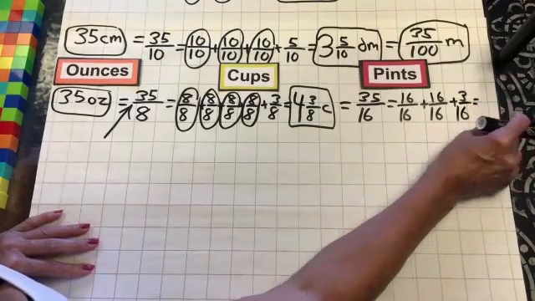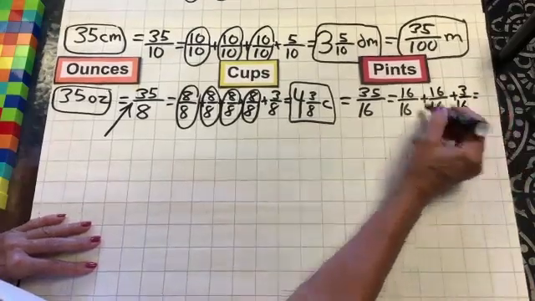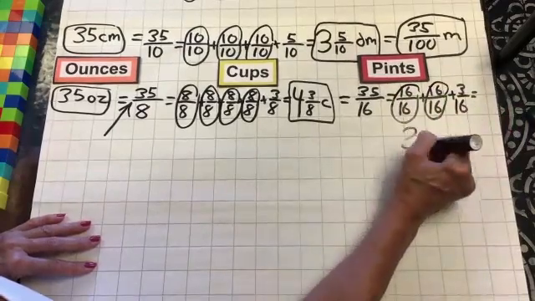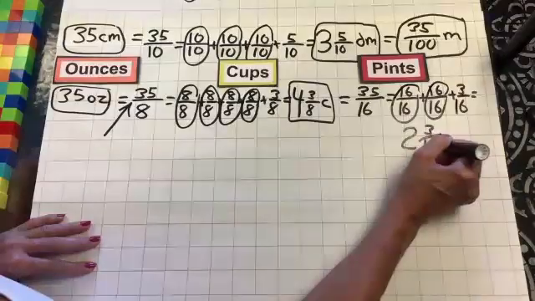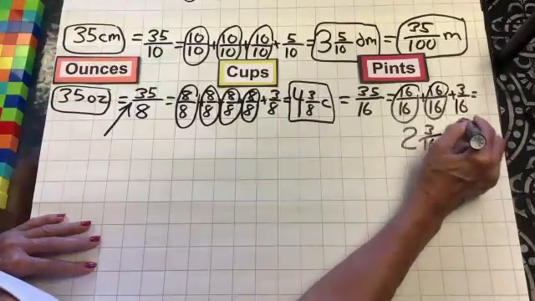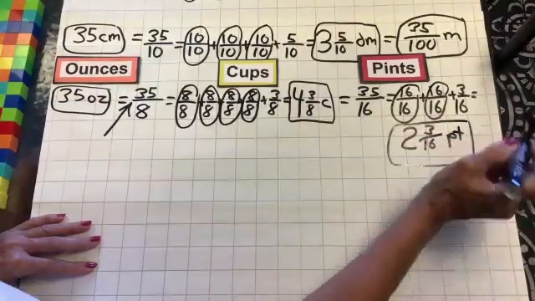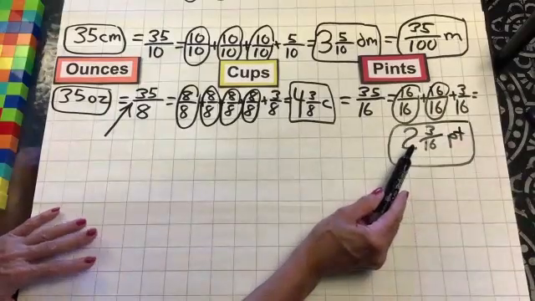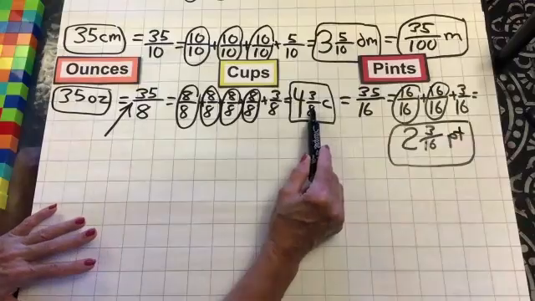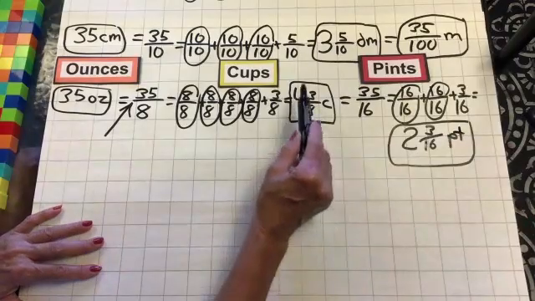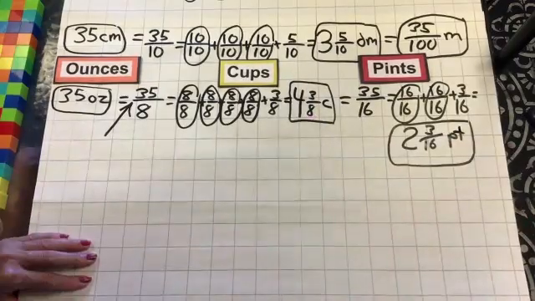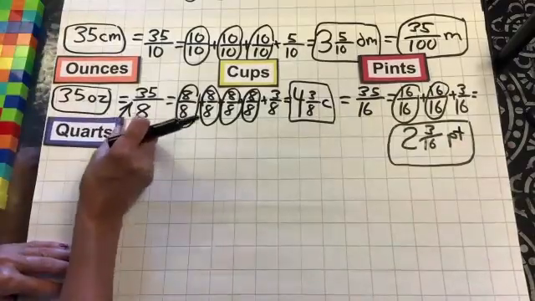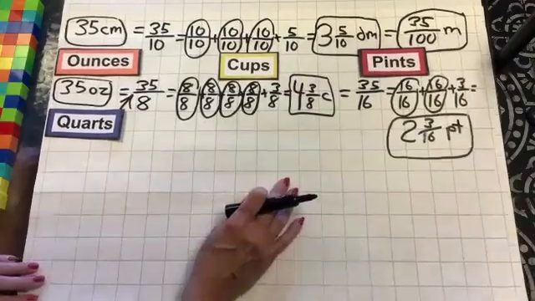And I'm running out of space here. So if you run out of space, no problem. So we got 1, 2, and 3/16. So we have 2 and 3/16 of a pint. So here we go. So these are all equal to each other. And remember, when you have a whole number and a fraction together, that's a mixed number. Let's go on to quarts. I'm dropping it down here because we're out of room, aren't we? Got a lot of work going on here.